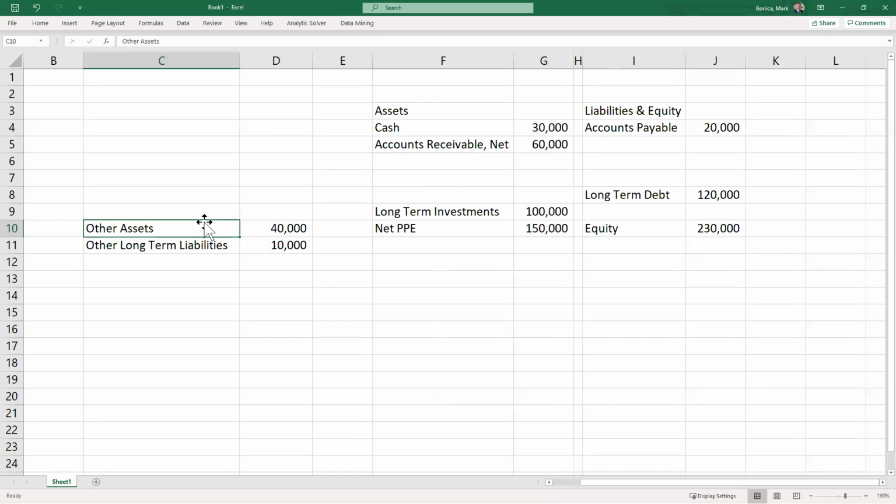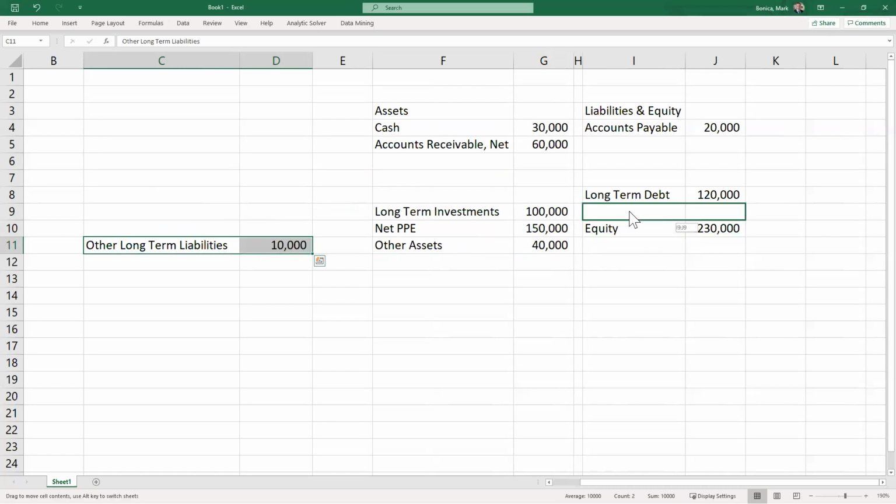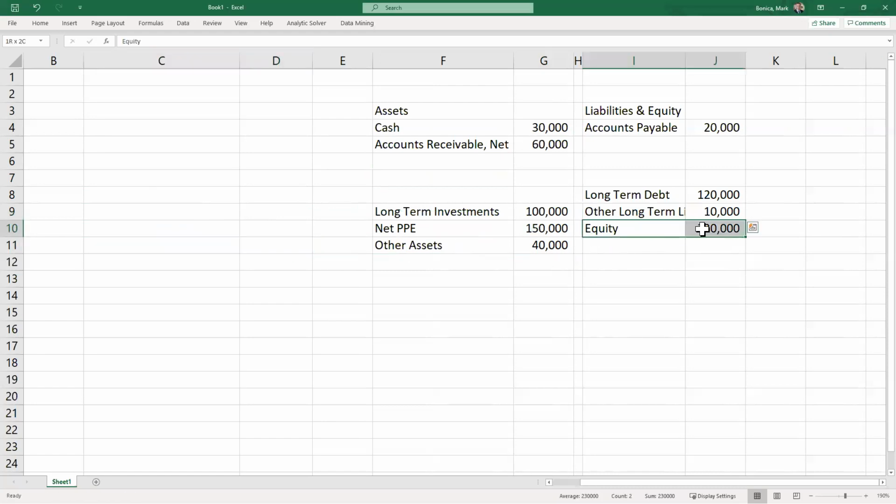Then I have other assets, not defined, so it could be a variety of things, but it's telling us it's assets, so I'm going to put those here. And then finally, other long-term liabilities. I'm going to slot over here, and I'm going to make a little more room. Okay, and that's it. We've now distributed all of the entries, and we need to do a little more bookkeeping to neaten this up.